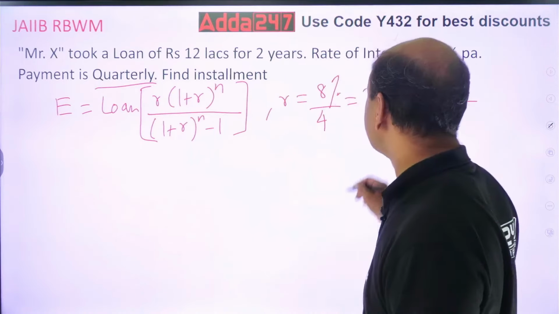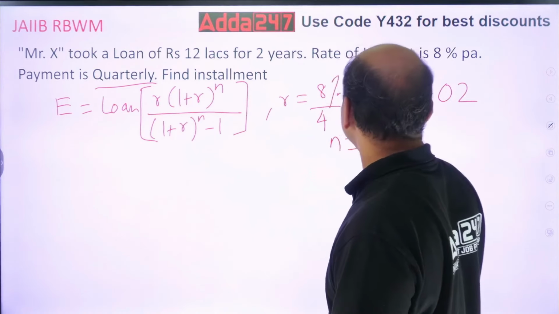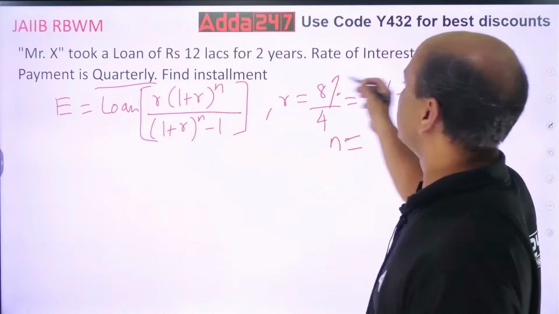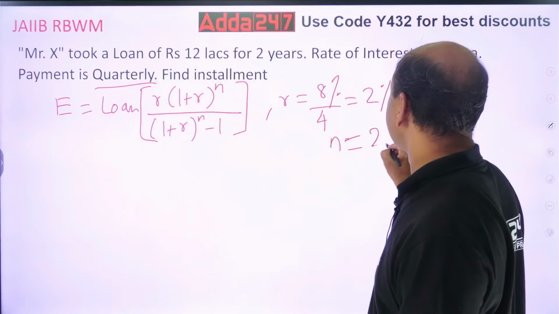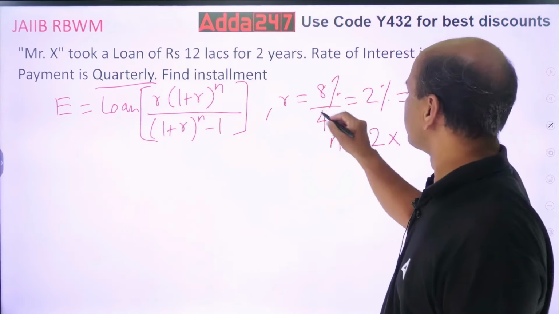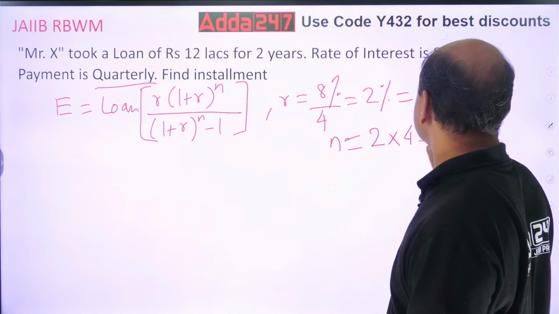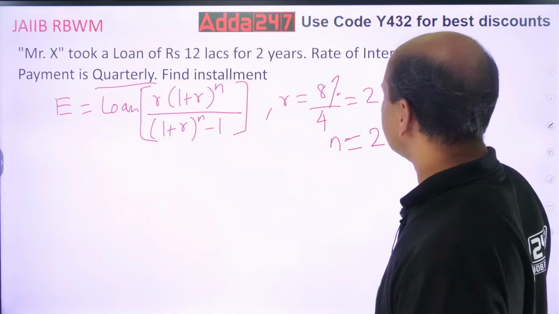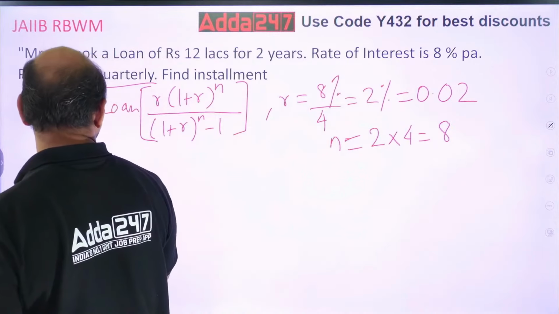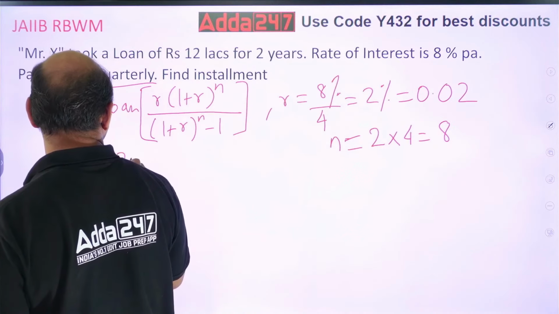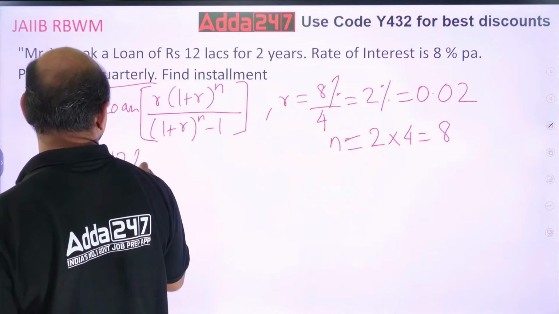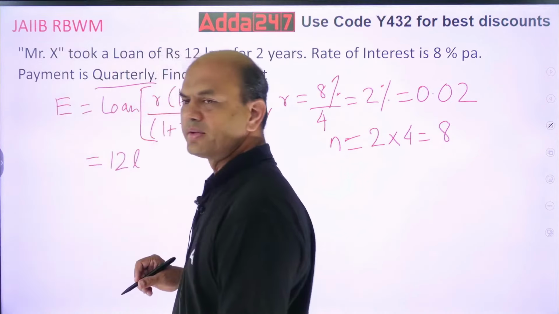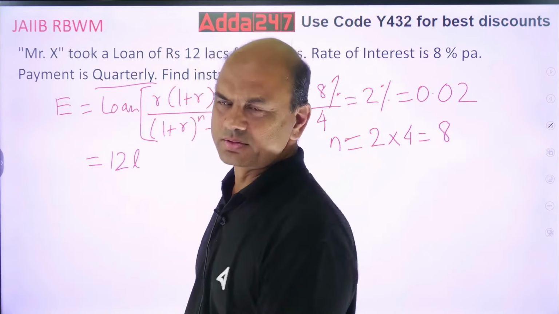So N will be what now? N is given as 2 years. So 2 into 4 equals 8. So N equals 8. Now use the same thing. In this case, loan amount is what? 12 lakhs. So I'll just write 12L, 12 lakhs. At the end we'll write the zeros.